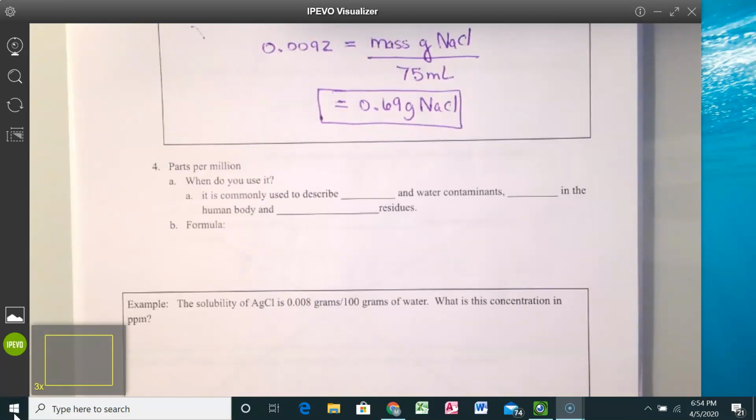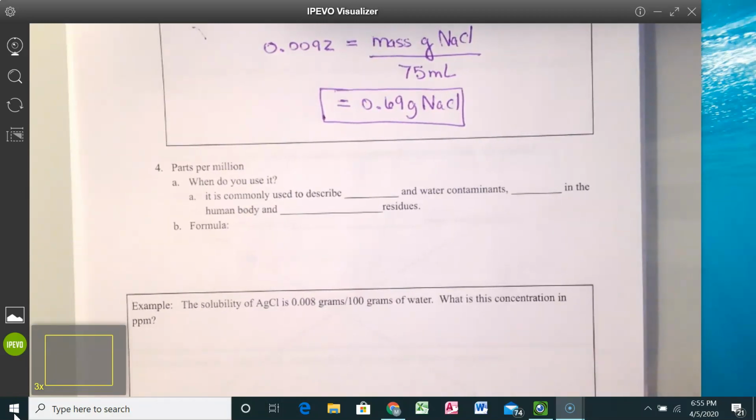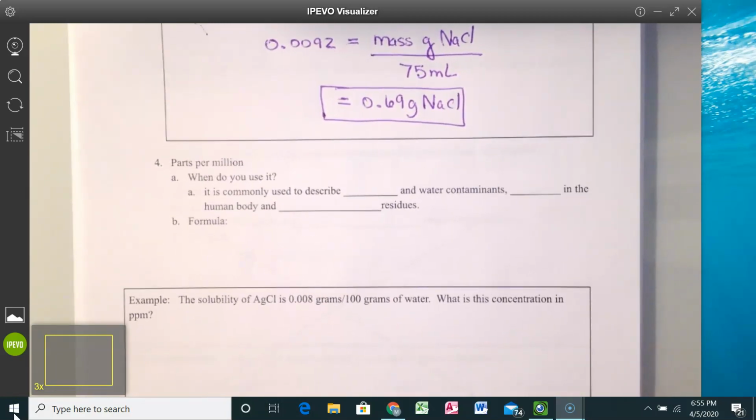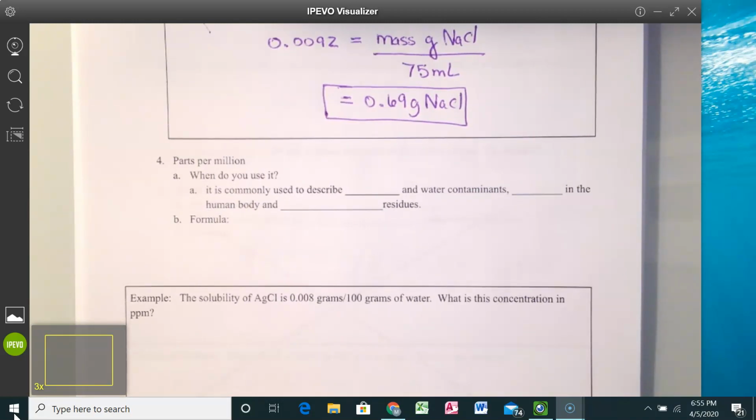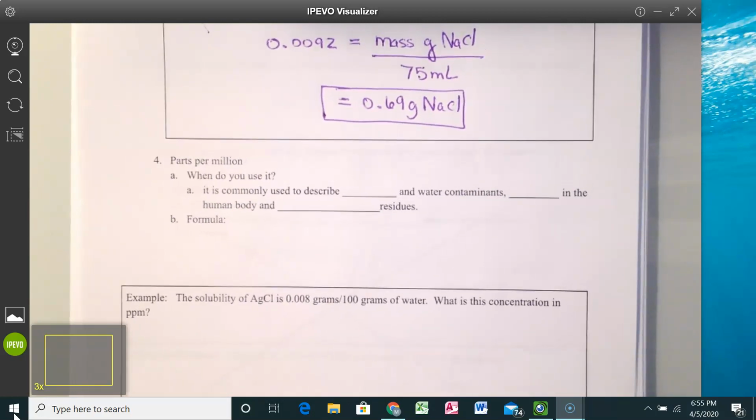Okay, and then the last one that we're going to learn how to work with today is a concentration that is going to be defined in parts per million. This is probably my favorite. This is the one that whenever we were going to be doing our Flint water study, anytime you're looking at water contamination and different contaminants in our drinking water or other supplies, they talk parts per million. They'll many times talk parts per billion even.